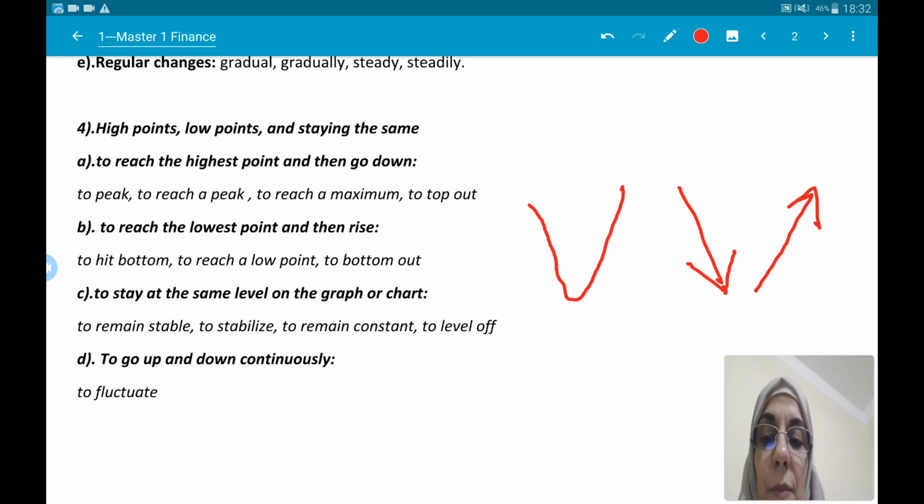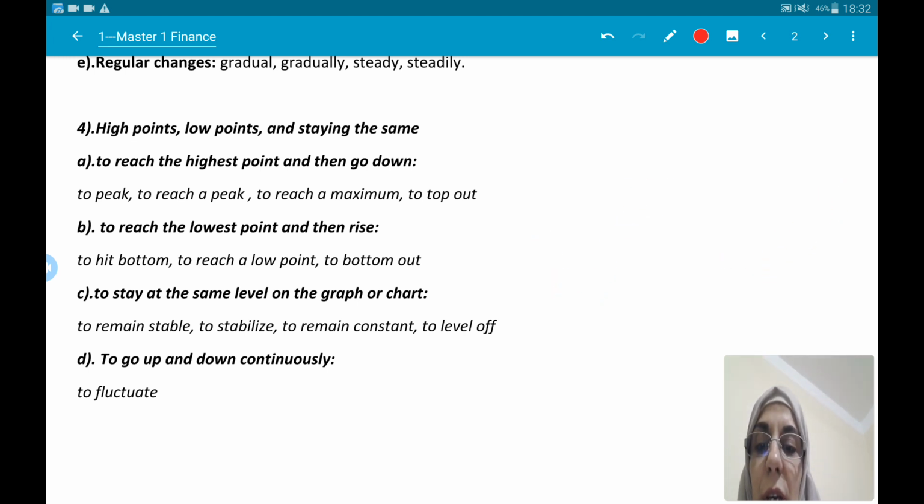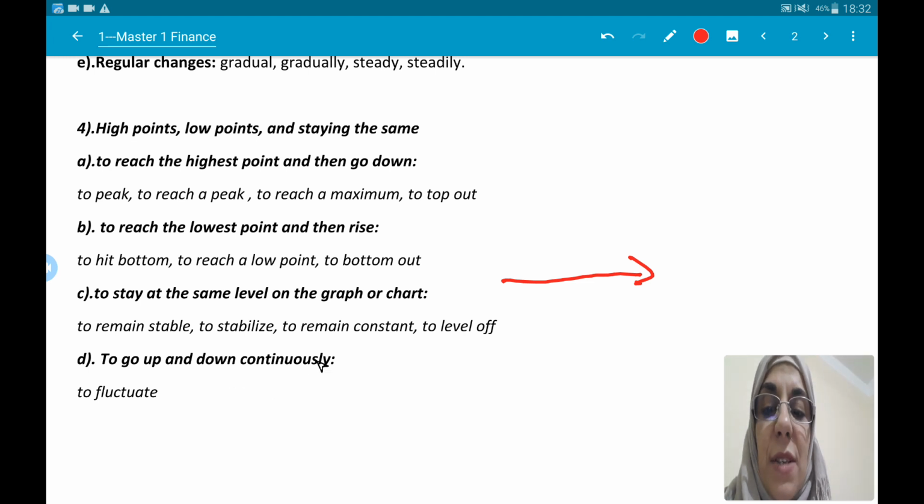Now see, firstly I should clean these in order to draw further drawings. To stay at the same level on the graph or chart, the same level. Okay. Here, to remain stable, or we say to stabilize, to remain constant, to level off. Now D, to go up and down continuously.